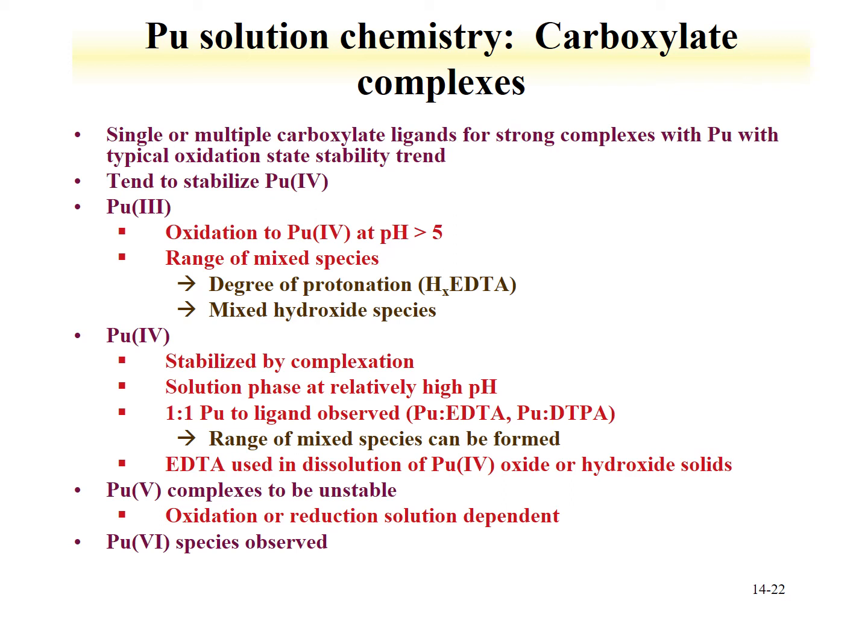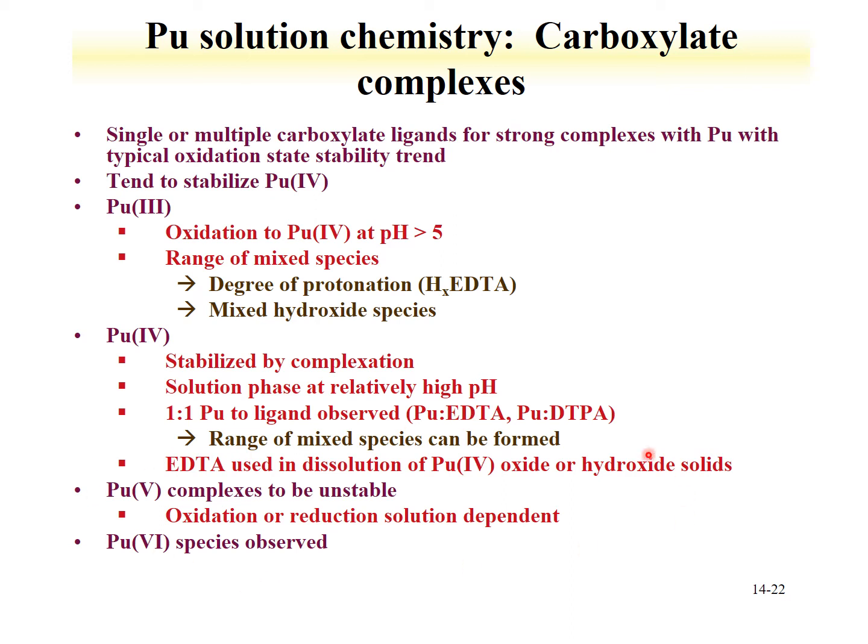Plutonium-4, as we already mentioned, is stabilized. And you can form these compounds, and plutonium will stay in solution at relatively high pH. If you remember looking at the speciation diagram of plutonium, free metal at any sort of pH, you tend to get a precipitate. However, if there's a carboxylic based ligand in your system, you can have solution phases. So for instance, ethylenediamine tetraacetic acid or diethylenetriamine pentaacetic acid form 1-to-1 ligand to metal complexes with plutonium. There's a range of mixed species that can be observed. So for instance, plutonium with a hydroxide and a DTPA. And these ligands, EDTA, DTPA, citric acid, other carboxylic based organic acids, can be used for the dissolution of plutonium oxides or hydroxides.